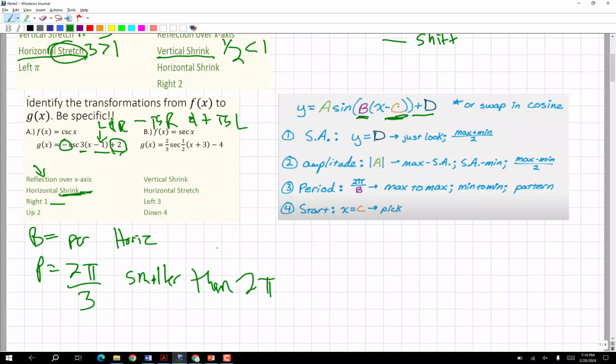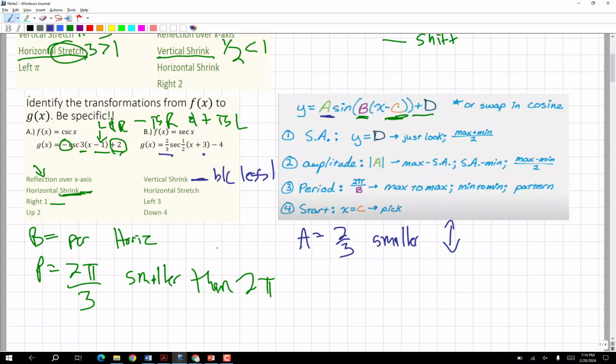All right, so let's take a look at this guy right here. We don't have a flip because it's positive, so there's no reflection. The number in front of secant is 2/3, which is A. So if my amplitude is 2/3, that means it's going to be smaller. Remember, amplitude affects the up and down. That's a vertical shrink because it's less than 1.